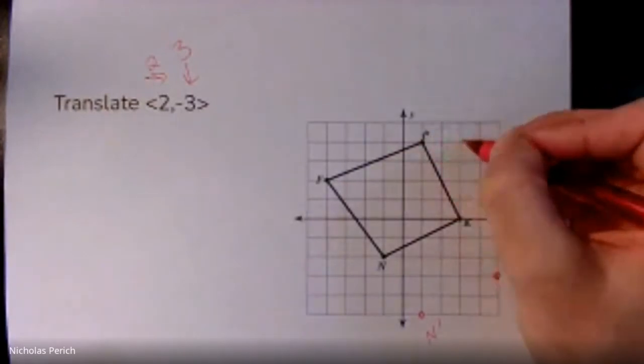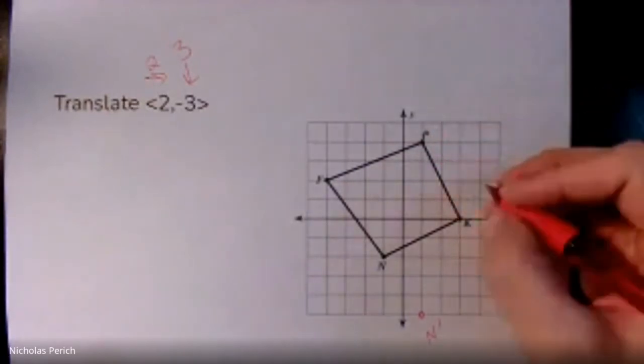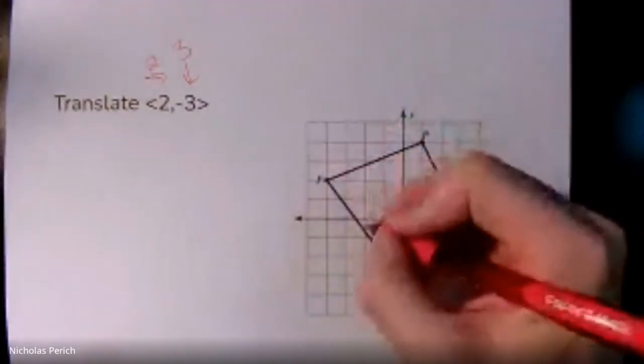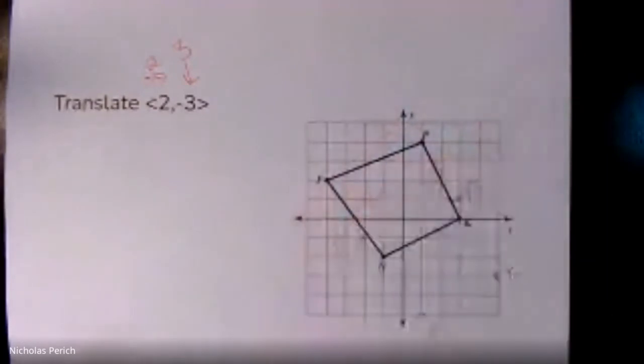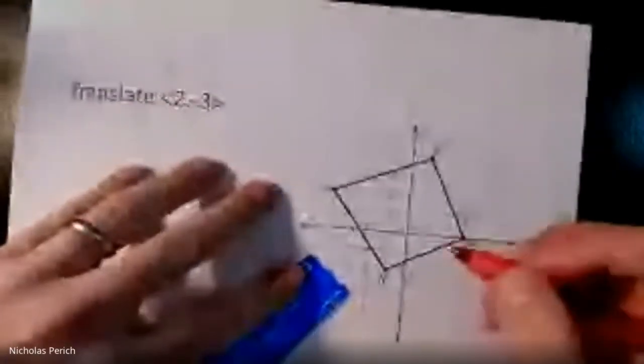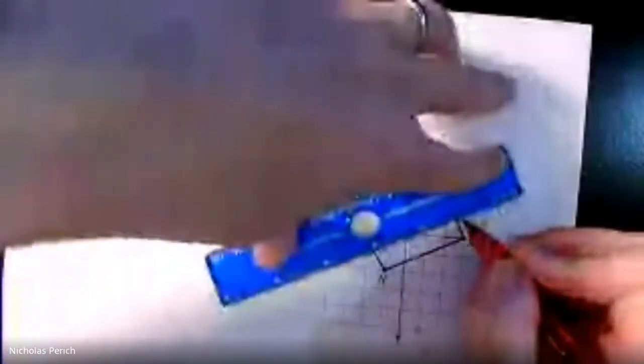Right 1, 2, down 1, 2, 3, and that's P prime. Right 1, 2, down 1, 2, 3, and that's F prime. So ruler time. Getting out my ruler and drawing shapes.